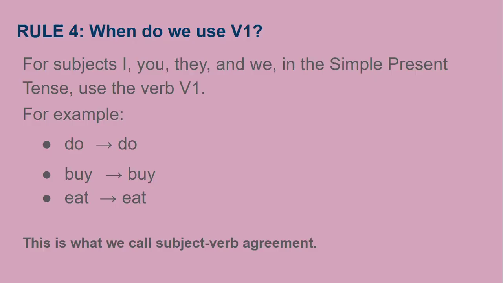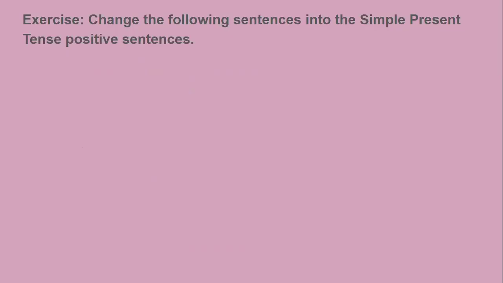We can now use these 4 rules to do some exercises. So let's look at those exercises. The exercise says, change the following sentences into the simple present tense positive sentences. So we need to change the following sentences into the simple present tense positive sentences. Right? So let's see how we can do this.